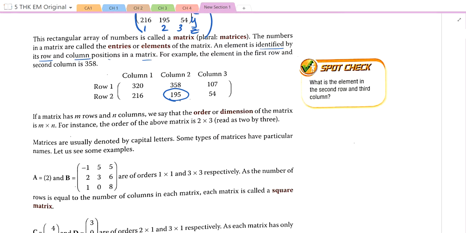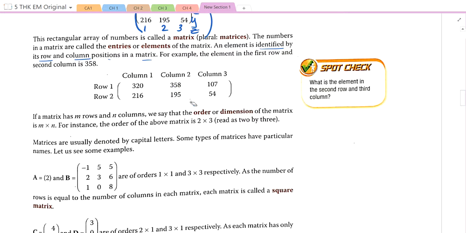Oh, what? Row 2, column 2. Do we start with row or do we start with column, or does it not matter? It matters, right? Just like your x and y axis. You must read your coordinates with the x coordinate first and the y coordinate second, so that I know exactly where you're talking about in the Cartesian plane, the x and y axis, okay?